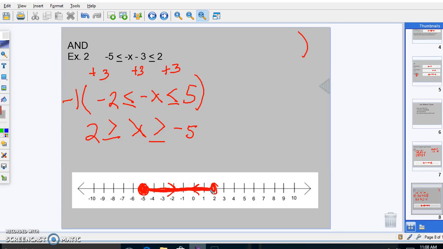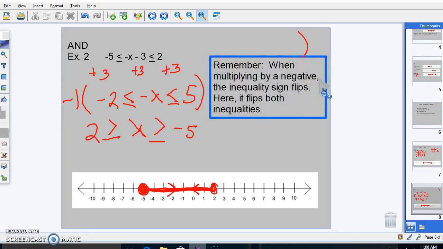What we need to make sure we do is remember that anytime you multiply or divide by a negative, the inequality sign flips. Here it flips both inequality signs.